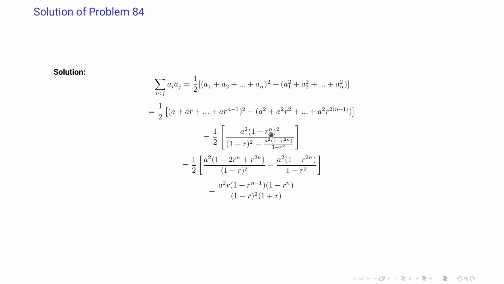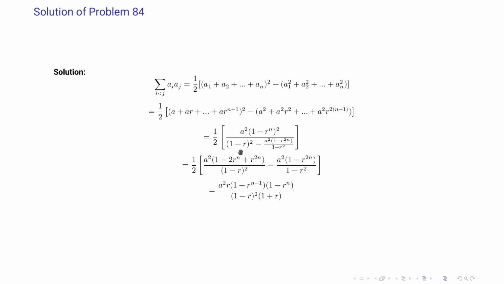There is something wrong here. So what is wrong, I'll tell you. So this becomes a square (1 minus r to the power n) whole square divided by (1 minus r) square, and then the second part in the brackets is minus a square into (1 minus r to the power n) by (1 minus r) square.